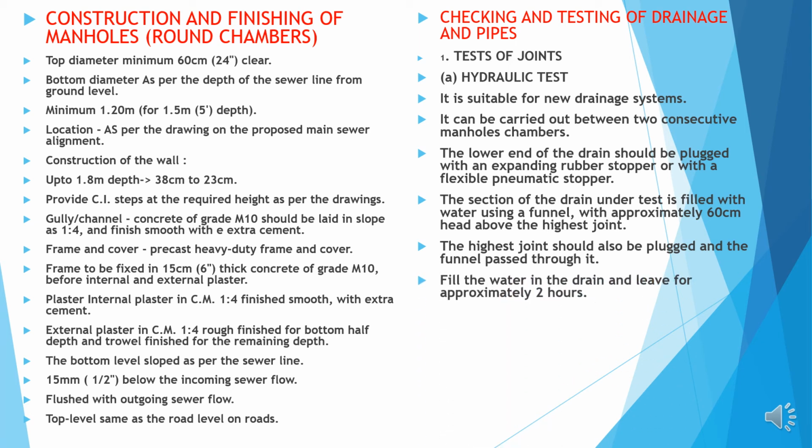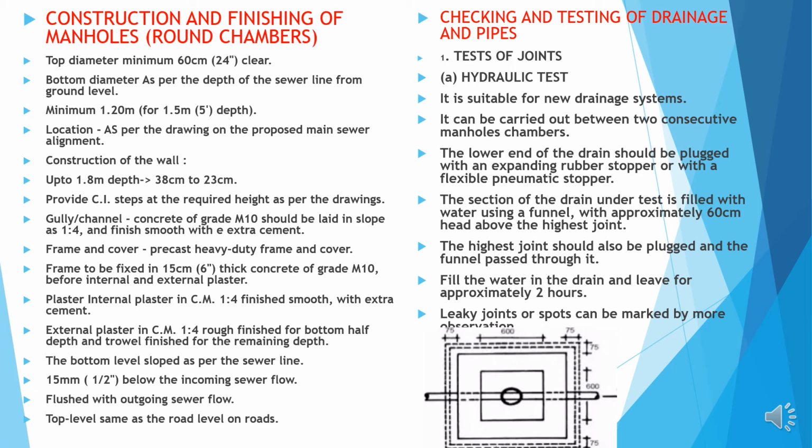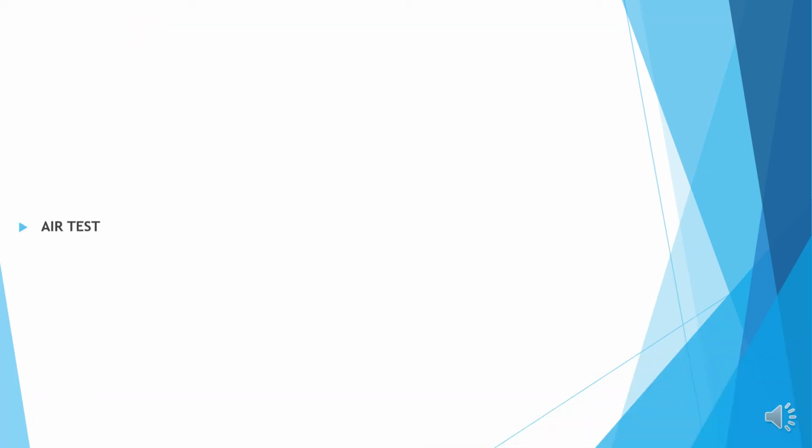Fill the water in the drain and leave it for approximately 2 hours so that if there are any leakages, they can be observed in the joints. Leaky joints can be marked and rectified. This is the plan of the inspection chamber. This is the section of the inspection chambers.